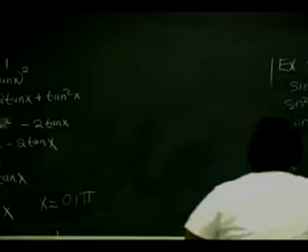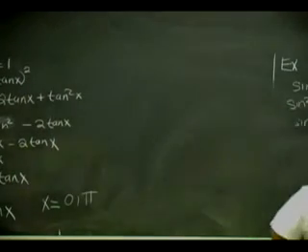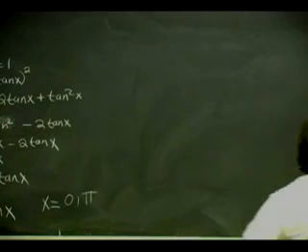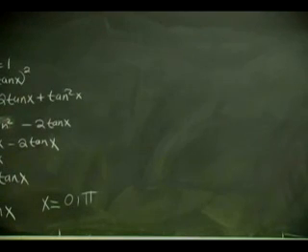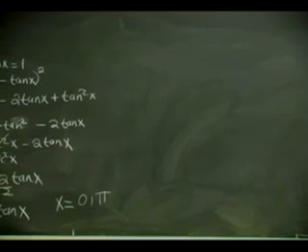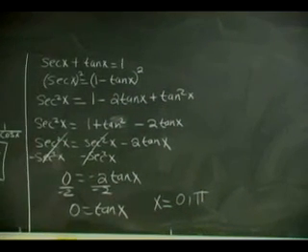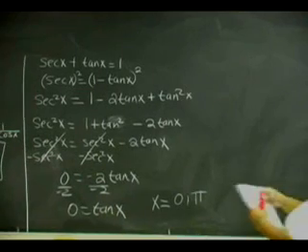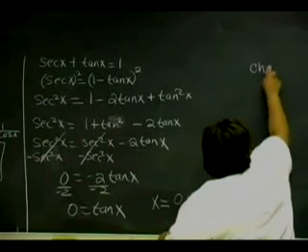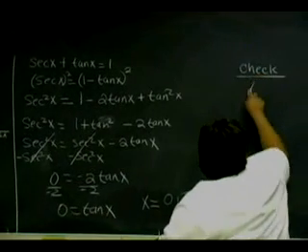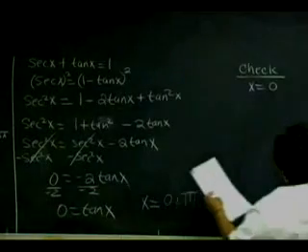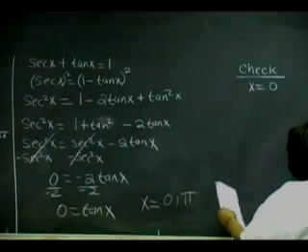Am I finished? No, because I squared both sides. I must check my solutions. I have to check my solutions when I square both sides. Remember, the other ones we didn't check, but we didn't square both sides either, did we? Squaring both sides forces us to check. So let's perform a check. Let's do x equals 0, and then we'll do x equals pi.